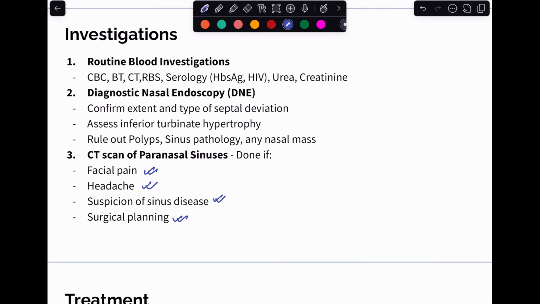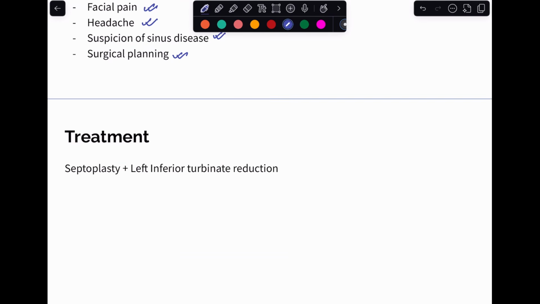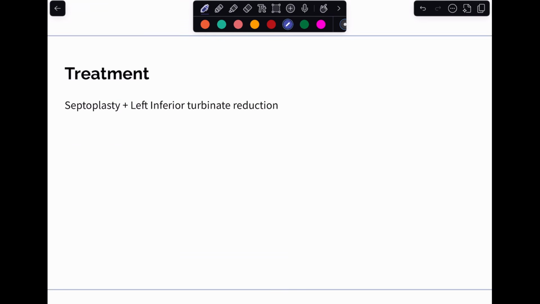Next, moving on, how are we going to treat the case? In this case, we'll perform a septoplasty and a left inferior turbinate reduction. So we had a DNS to the right and a left inferior turbinate hypertrophy. For the DNS, we will be doing septoplasty, and for the left inferior turbinate hypertrophy, we will be doing a left inferior turbinate reduction. Now we'll move on to discussing some questions related to the surgeries.